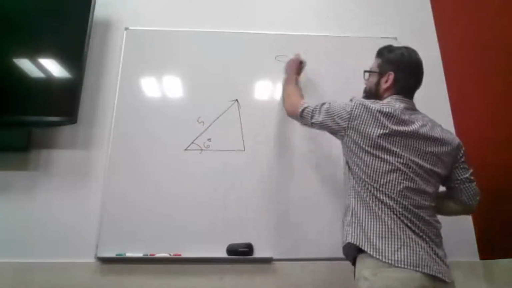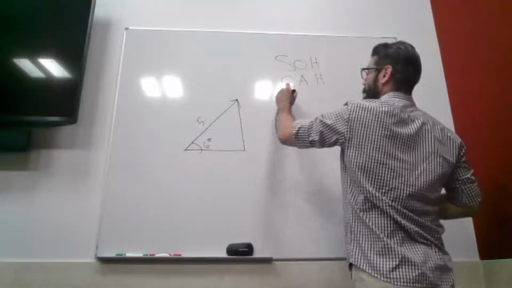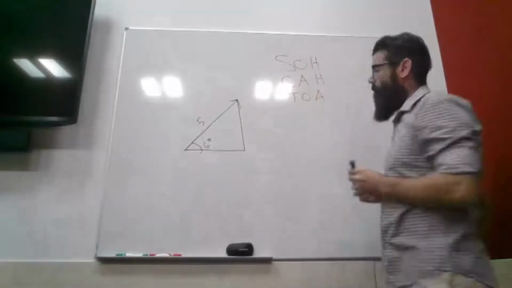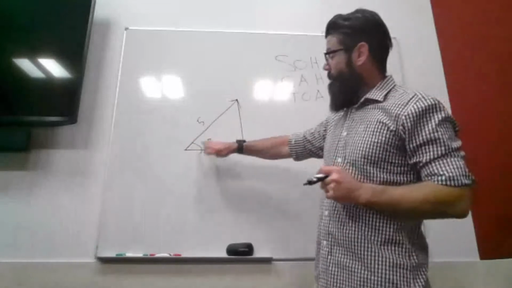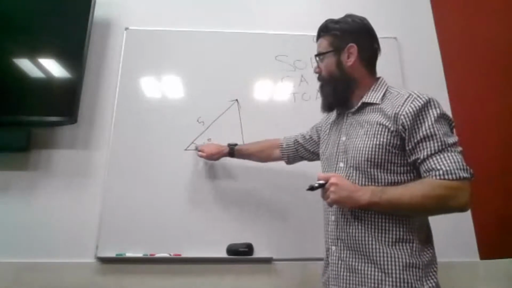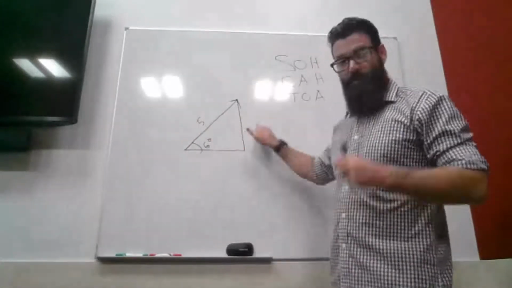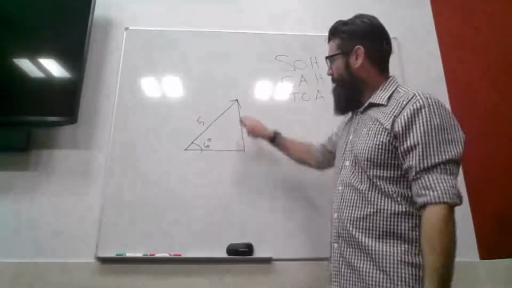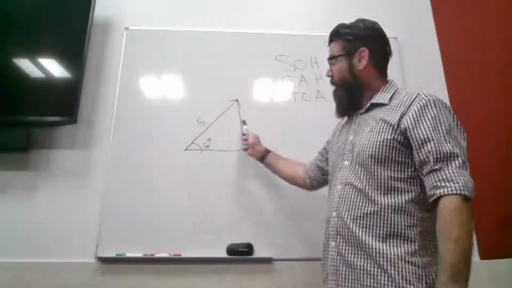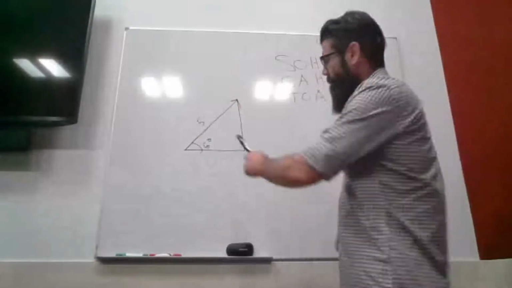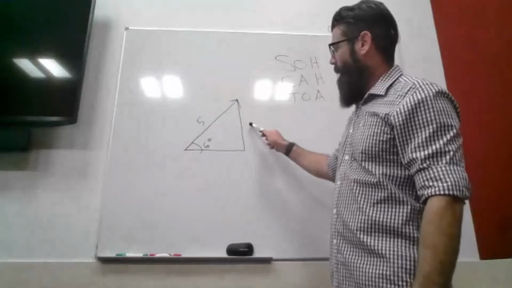So we're going to use our SOH CAH TOA. What I have here then is a right angled triangle with an angle and the hypotenuse, and I need to find the value of the other two sides. I'm going to start with, let's say, this side here. That is the opposite side because it's opposite to the angle. So I have the hypotenuse, I have the angle, and I want to work out the opposite.